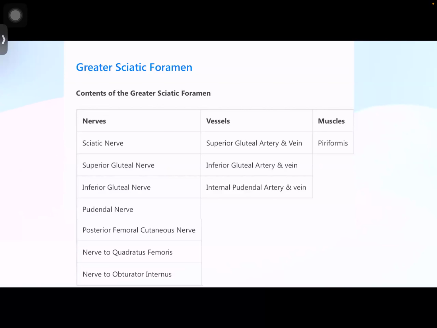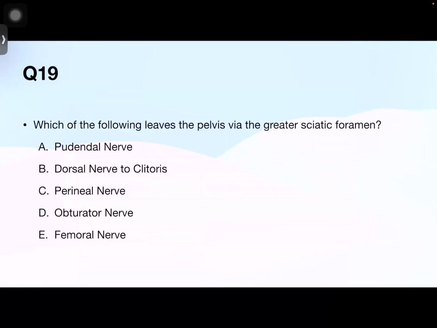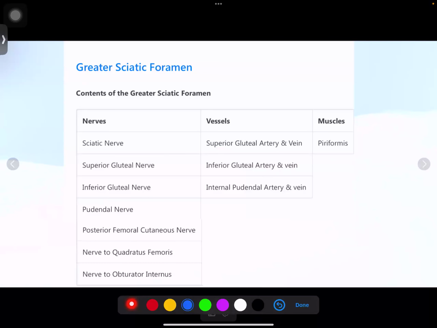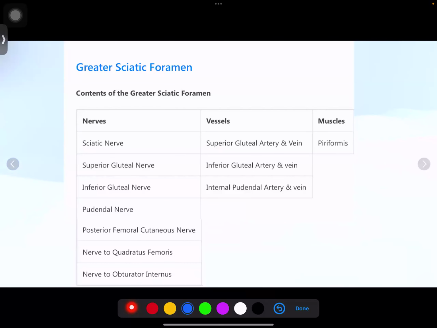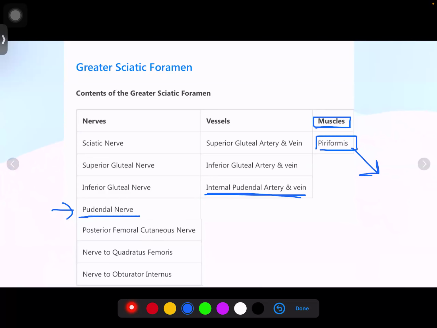So what are the important structures? The nerves. We know that pudendal nerve would be here, pudendal vessels would be here. And the one muscle, only one muscle, is the piriformis, which actually goes to the trochanter of femur, and so these are the structures of the greater sciatic foramina.